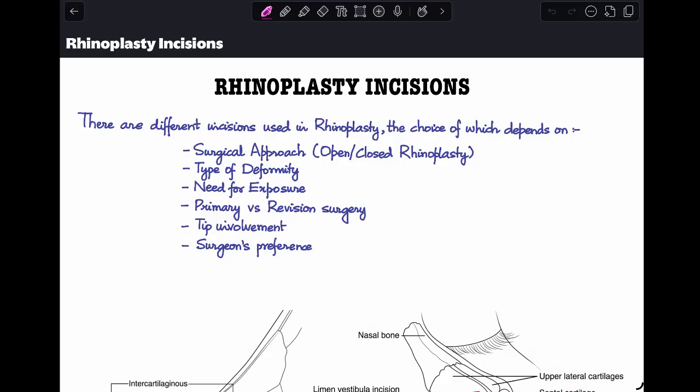Today we'll be talking about the different incisions that we use in rhinoplasty. So our incisions will vary a lot depending on the approach we take. We'll be discussing each one of them: where we put the incision, what some indications for using those incisions are, and what some advantages and disadvantages of each of the incisions are.